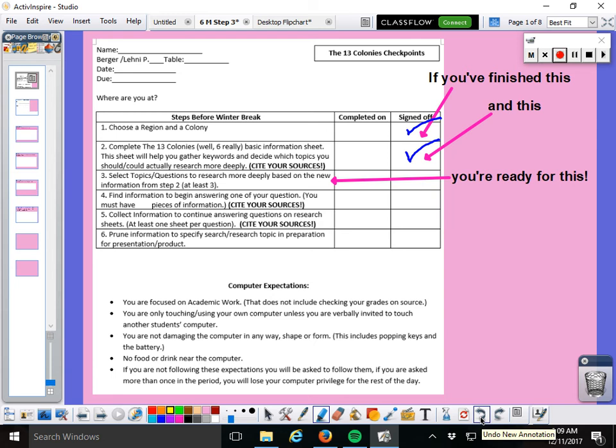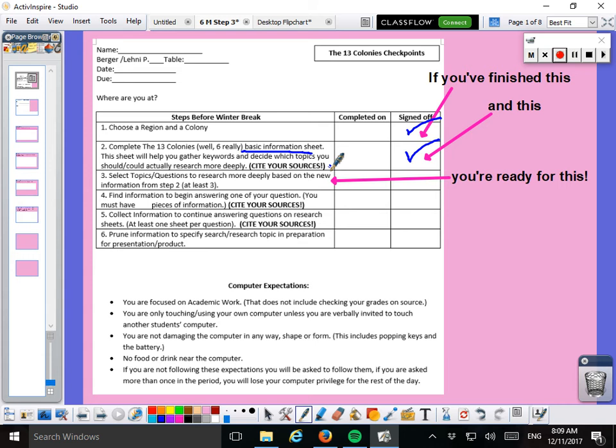Now in step number 2, you should be collecting basic information about your colony, but as you've done that, you need to go back and look at what information you are starting to see patterns around. Today we're going to be using the colony of Delaware to help you see how you move that information generally into specific research for your colony in step number 3.